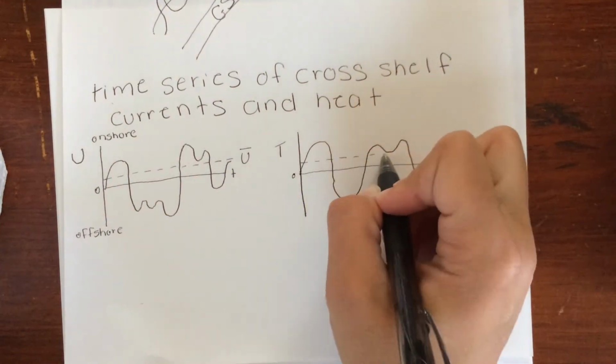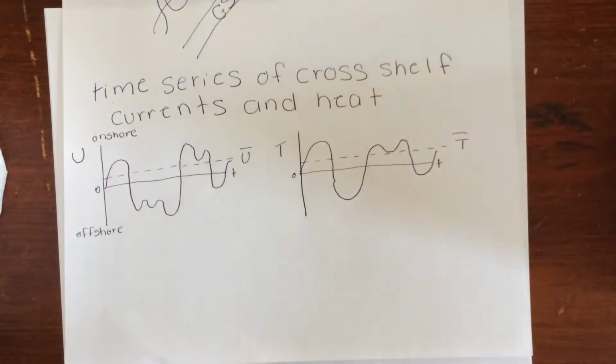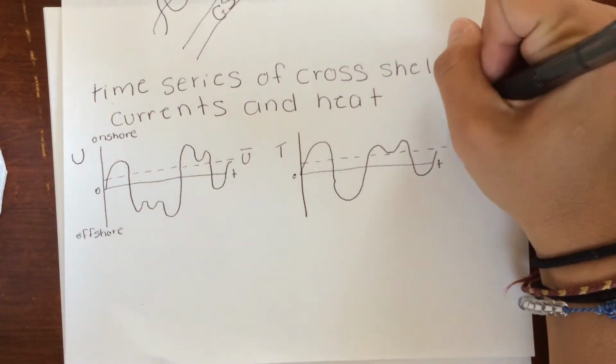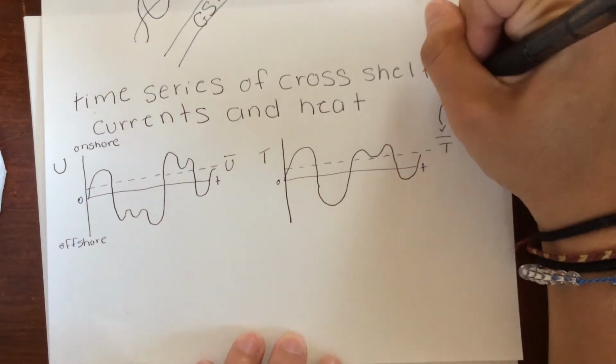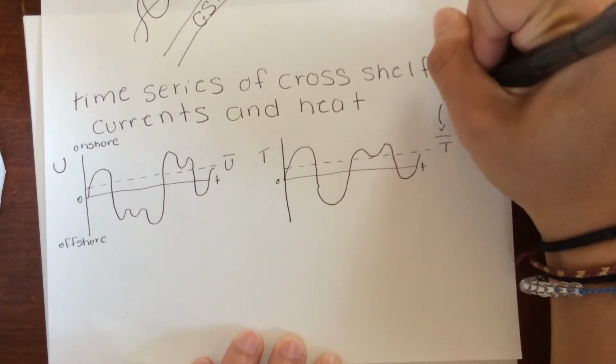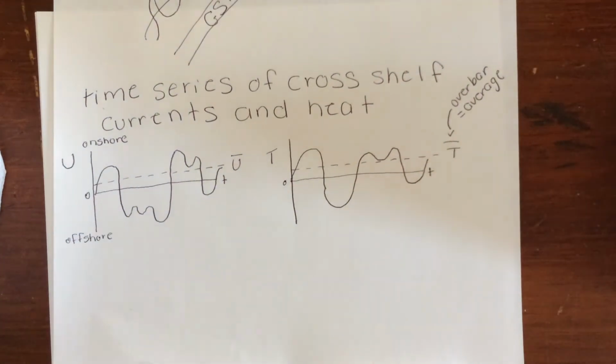We can define a mean velocity and mean temperature of each time series. The over bar on each simply means average or mean. In both cases, let's just suppose that our mean velocity and mean temperature are both positive.